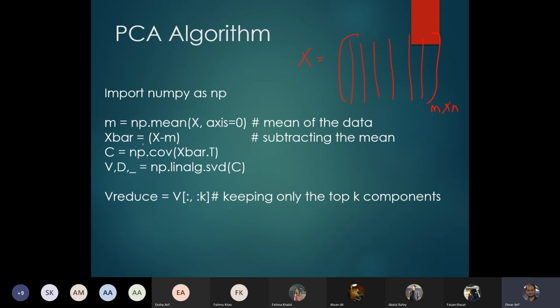The first thing is to subtract the mean, and then compute the covariance matrix. And finally, we are going to use the singular value decomposition to decompose the matrix into the principal components and their variance. Okay. So this singular value decomposition is going to give us the principal components and also the variance along each component. And then if we want to reduce the dimension, we can keep the top k principal components of that vector, and then we can proceed from there.